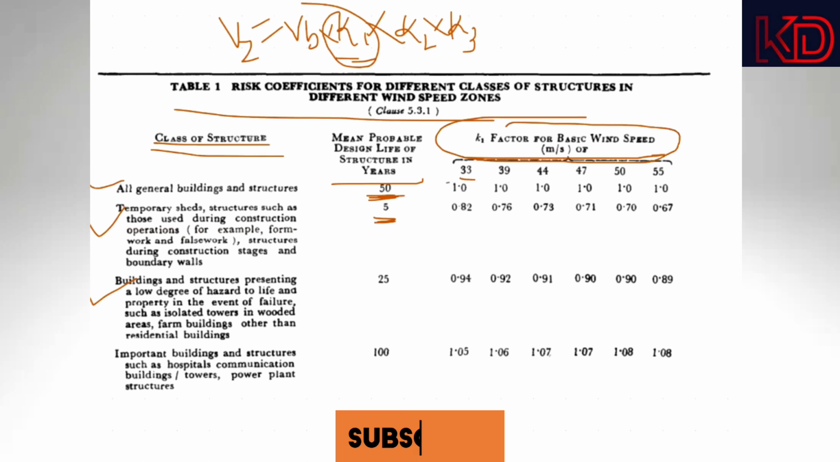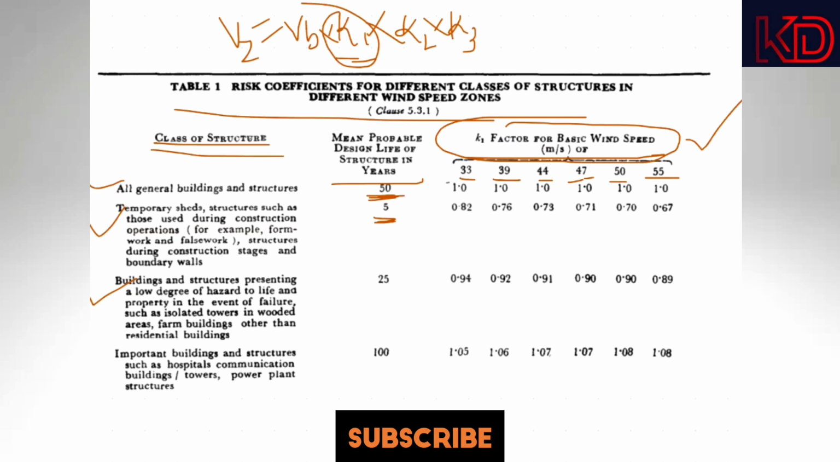And you can see I have noted down that wind speed is classified into 6 zones, that is 33, 39, 44, 47, 50, 55. So in my next video I'll try to explain it in a clear manner, that is how we are going to classify the wind speed according to the zones, same as that of earthquake.